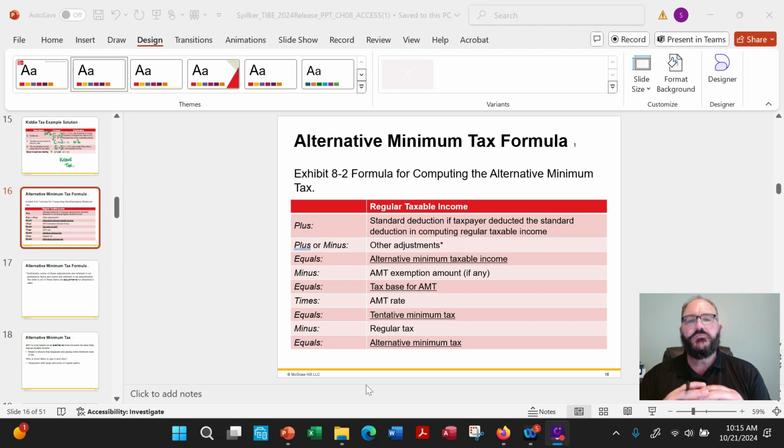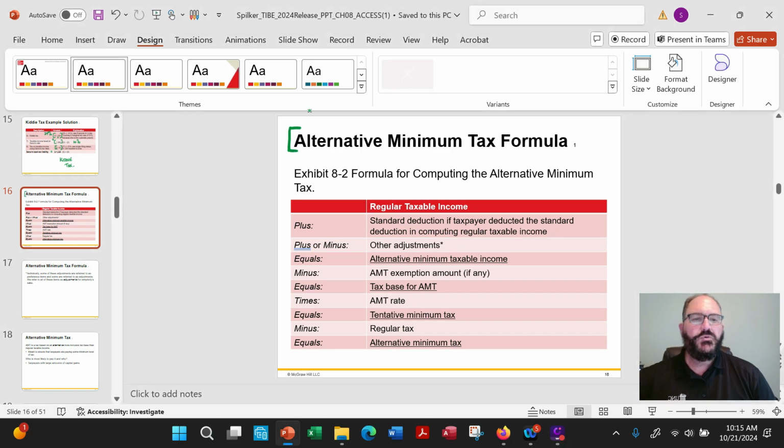All right, folks, part 2 from chapter 8. Now we're going to take a look at the alternative minimum tax. Basically this is a second round of calculations to ensure that you're paying an appropriate amount of tax.